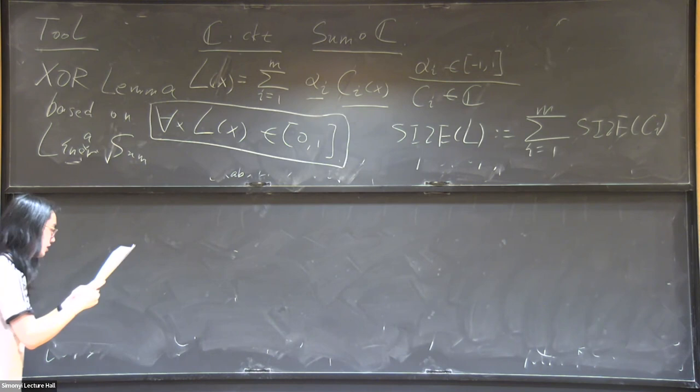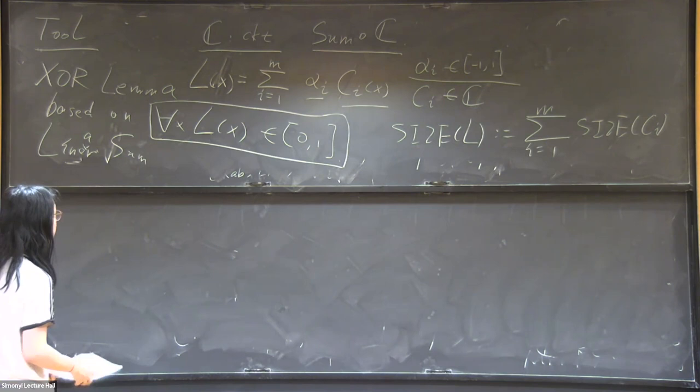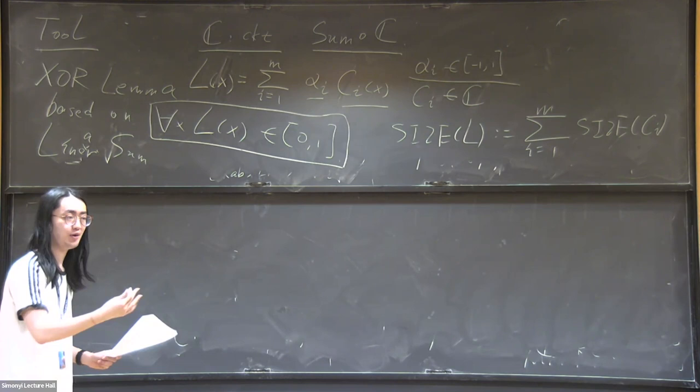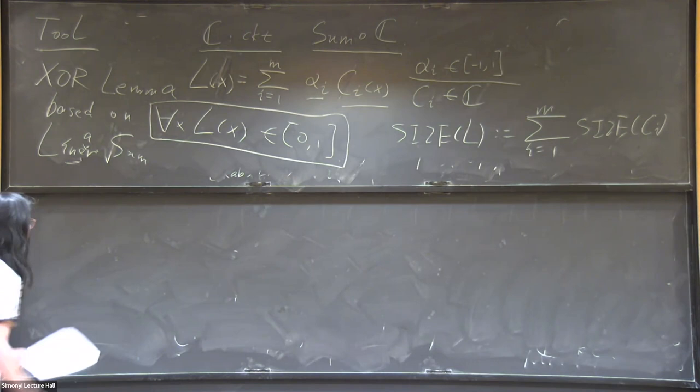So with this XOR lemma at hand, we'll try to do something. We'll try to get a verifier which verifies a truth table, which is 0.01 far away from some of these things. And then we'll have a strong average-case hardness. And how do we do this?